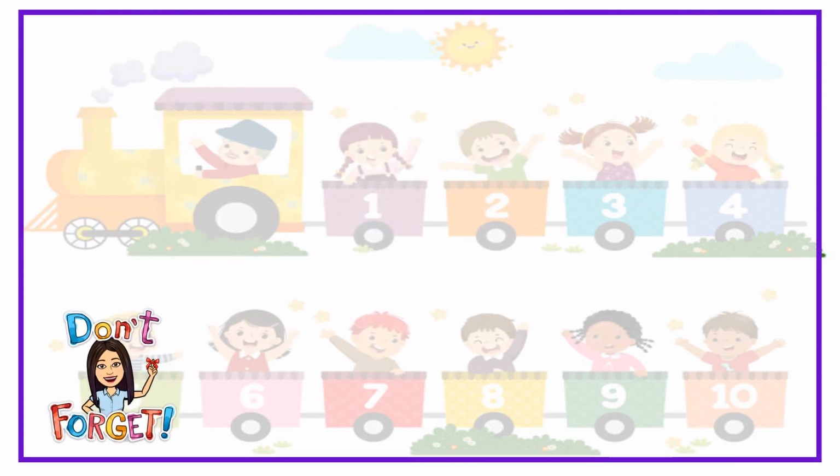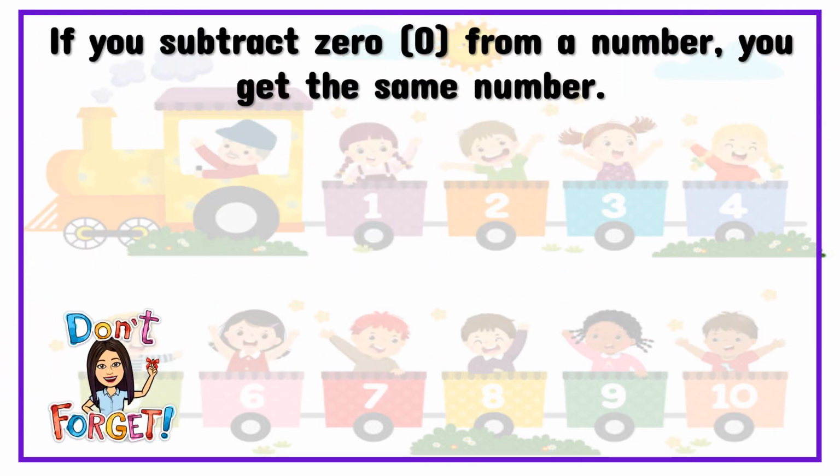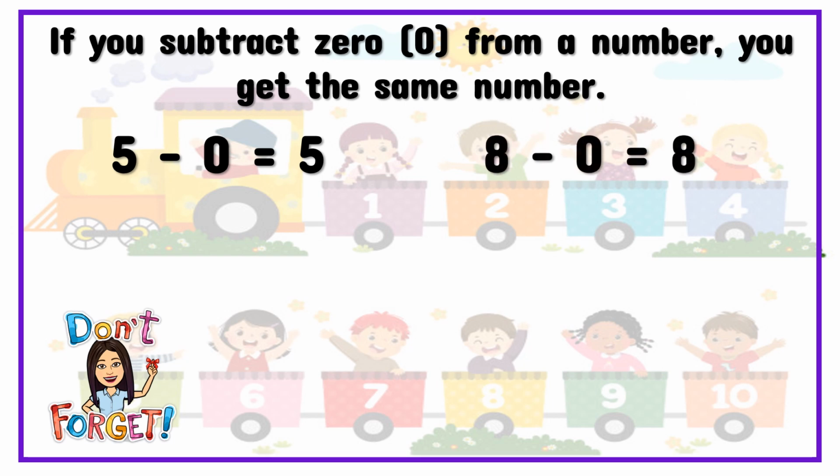Don't forget, if you subtract 0 from a number, you get the same number. Example, 5 minus 0 is equal to 5. Another one, 8 minus 0 is equal to 8. So again, if you subtract 0 from a number, you will get the same number.